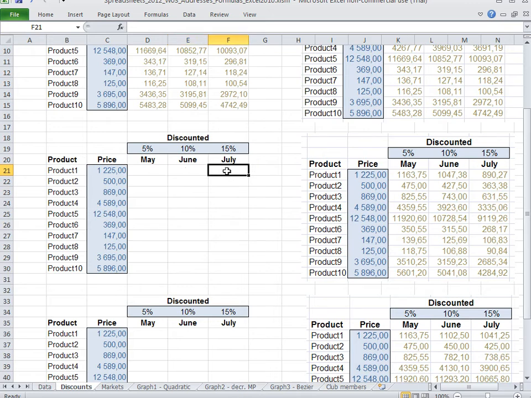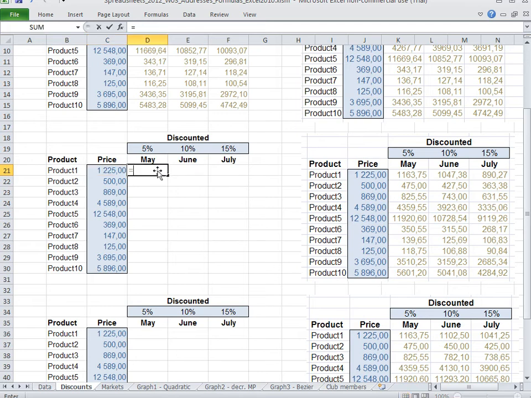So in July it's going to be 15%, but what's going to be the same is that in May we want to discount the initial price, in June we want to further discount the May's price by 10%, and in July we want to discount the price of June, which was discounted in May and also derived from the initial price. So that's how this works. Let's write the initial formula.